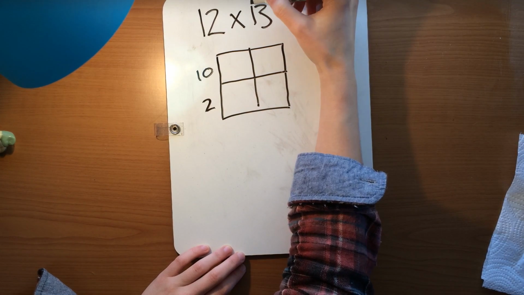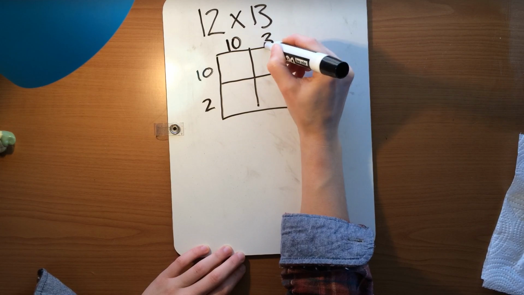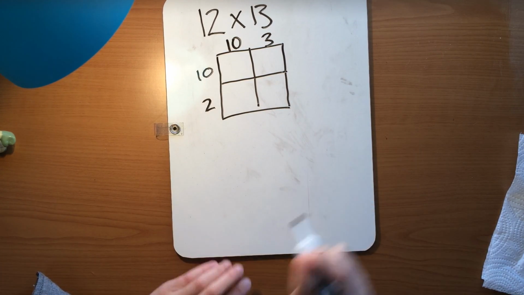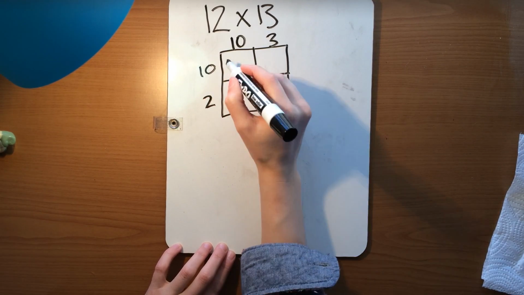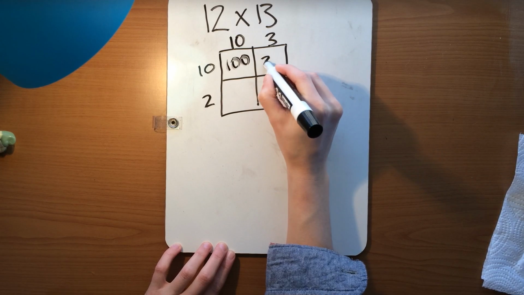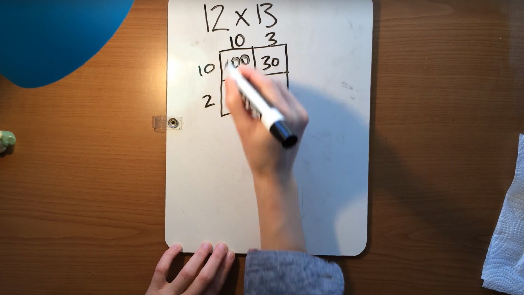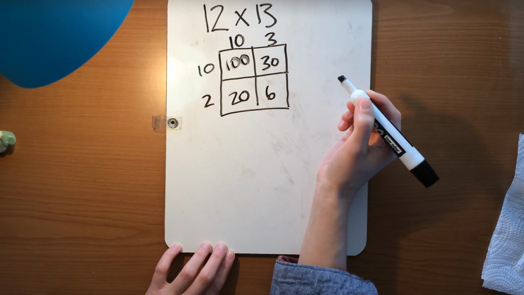And if we come over to the 13, we also have a 1 in the tens place and a 3 in the ones place. Now to solve this problem, we'll go ahead and multiply these numbers together. 10 times 10 would be 100. 10 times 3 would be 30. 2 times 10 would be 20. And 2 times 3 would be 6.